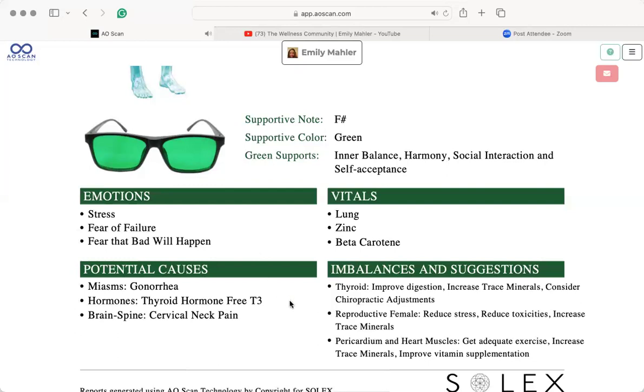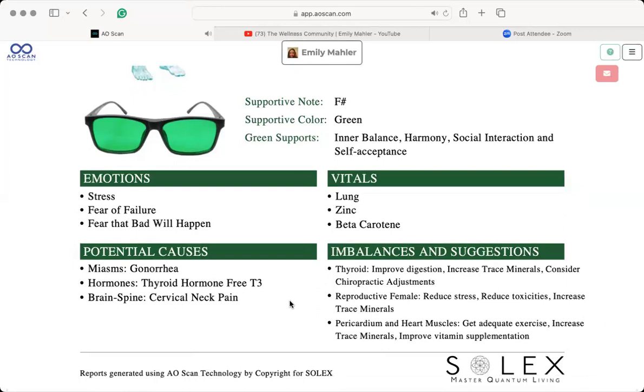The potential causes section is fascinating at times. So I like to just pull all of the information together. But for here, we're going to look and see that I have a miasm specific to gonorrhea. So miasms are things that are in your family line. It could be 7, 10 generations back, and there's like this DNA frequency that has continued to pass through based off of certain illnesses or diseases that previous members of your family have had.